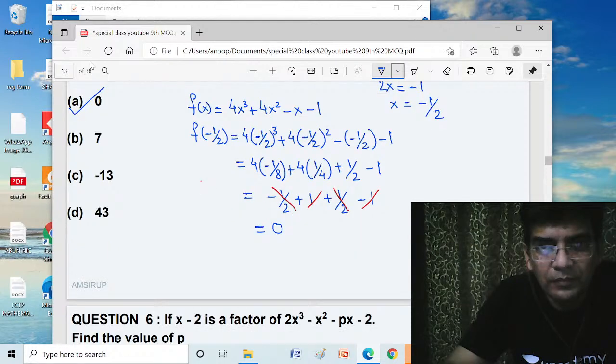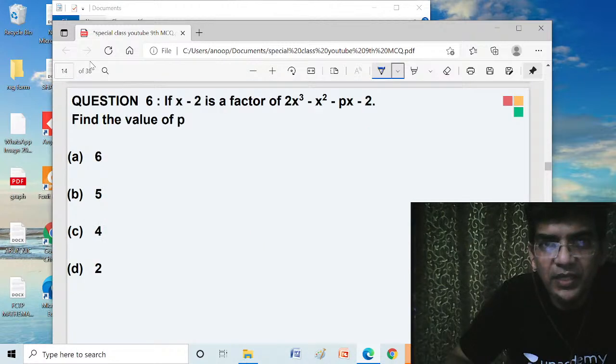Now let's move on to the other question. The other question says that if x minus 2 is a factor of this, we have to find the value of p. This is the polynomial given to you, and x minus 2, the divisor, is said to be a factor. So remember, whenever the divisor is given as a factor, the remainder should be equal to 0.